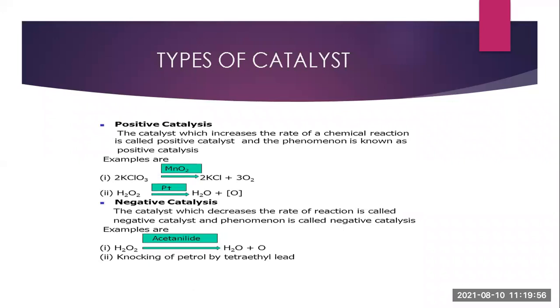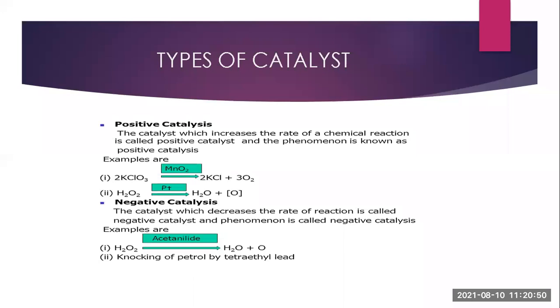Then comes the negative catalysis. Now what do you mean by negative catalysis? Negative, the word itself tells that here the catalyst decreases the rate of reaction. So as I already told you, a catalyst will never react with the reactant, and it will never undergo any change in itself. The only thing is either it will increase the rate of reaction or it will decrease the rate of reaction. So depending upon whether it increases or decreases the rate of reaction, there are two types of catalyst, that is the positive catalyst and the negative catalyst. Positive means it increases the rate of reaction, and negative means it decreases the rate of reaction. So the catalyst which decreases the rate of reaction is known as the negative catalyst, and the phenomenon is known as negative catalysis.